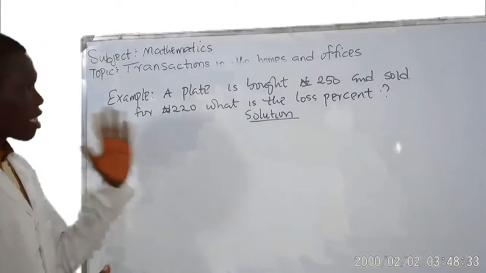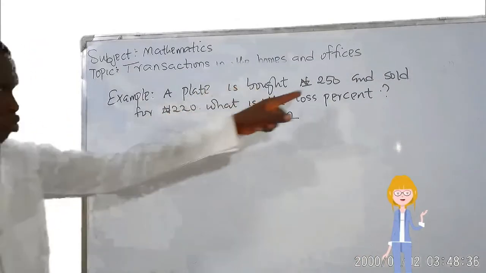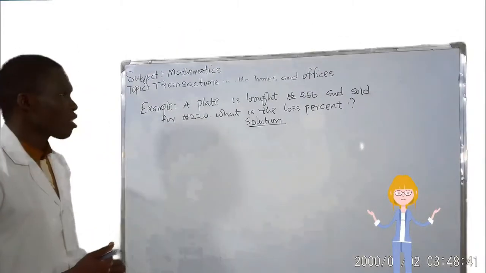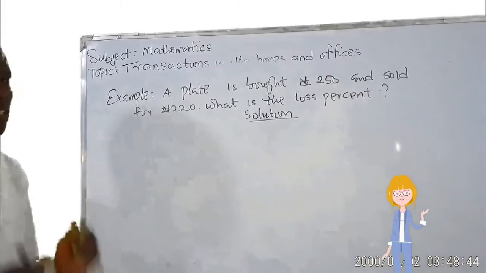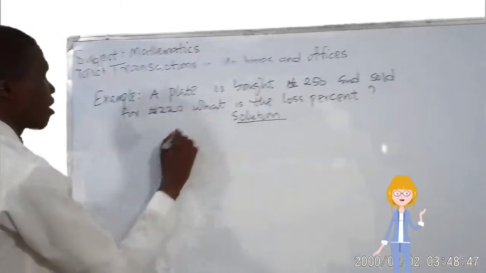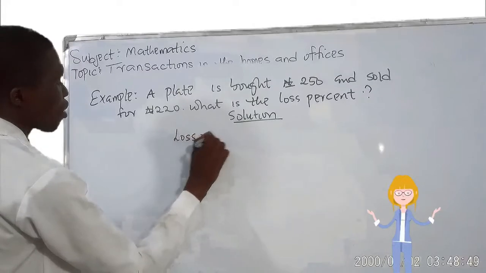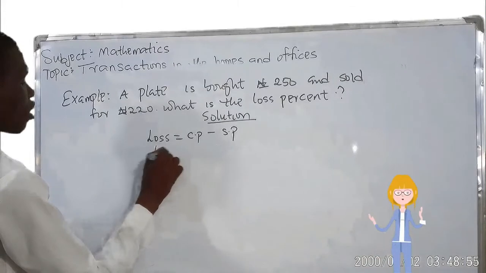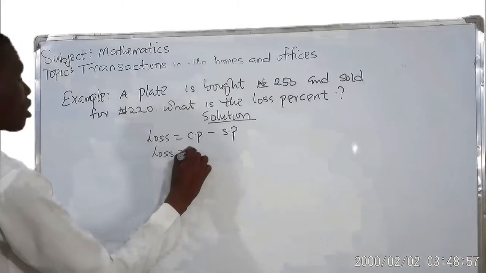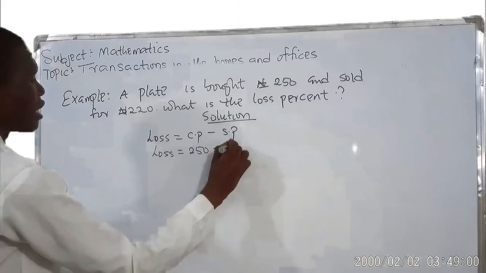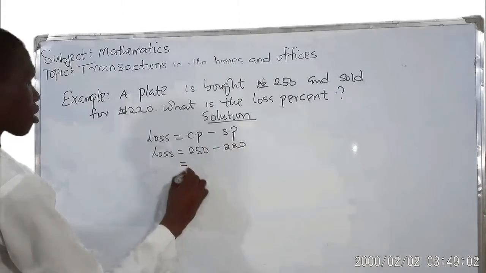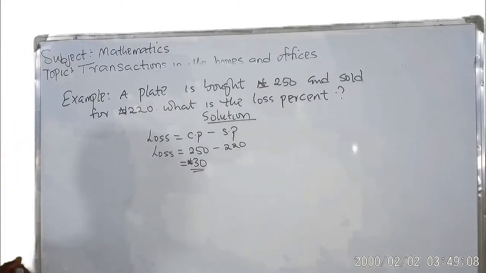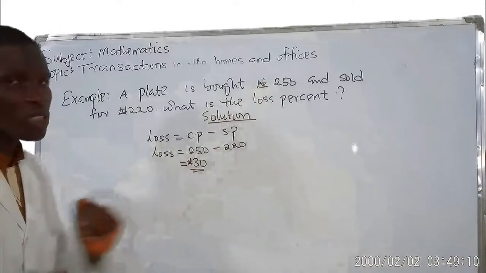Let's take a look at this example. A plate is bought for 250 naira and sold for 220 naira. What is the loss percent? Let's take a look at this. You need to understand that loss equals cost price minus selling price. So loss will give us 250 minus 220. This will give us 30 naira. So that will be the loss.